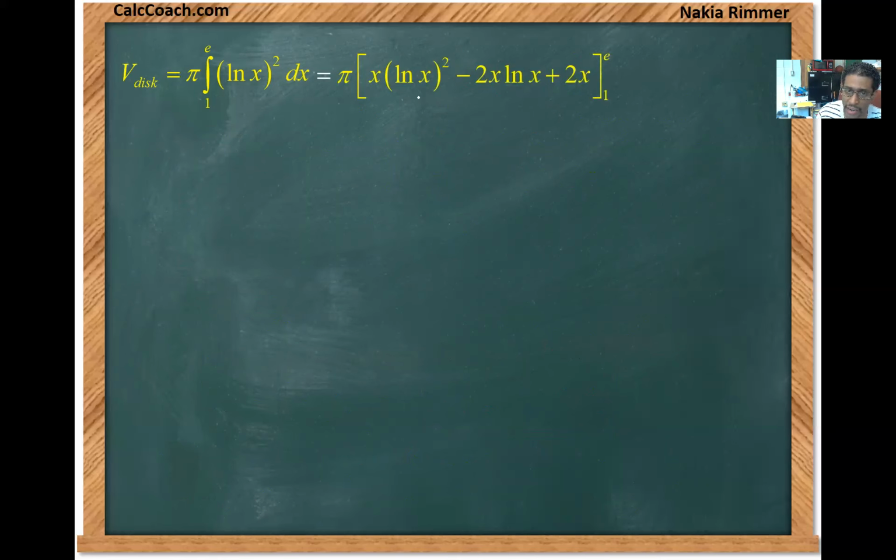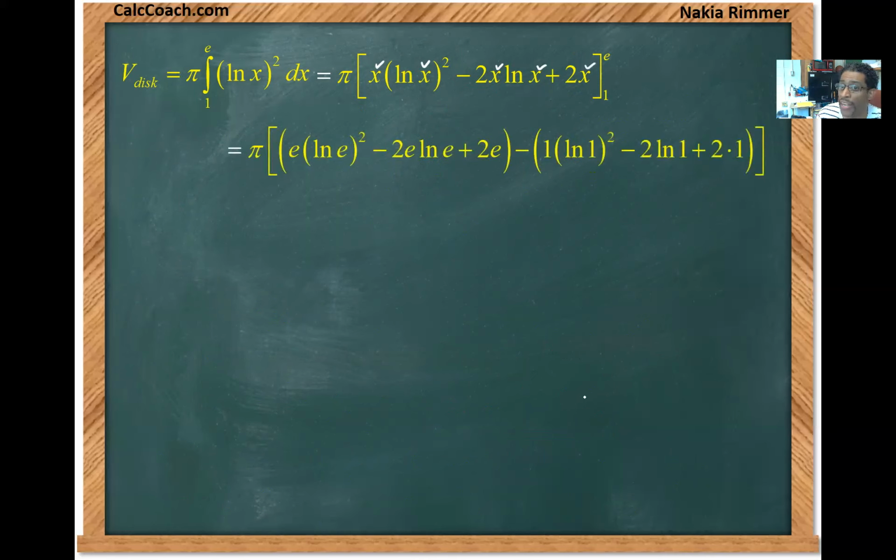So we put an e in every place we see an x. So there, and there, and there, and there, and there. Put a 1 in every place we see an x. I like to add this step in. You don't have to do that, but nice. Log of e is 1. Log of 1 is 0. So you get e minus 2e plus 2e. You get 1 times 0 minus 2 times 0 plus 2.